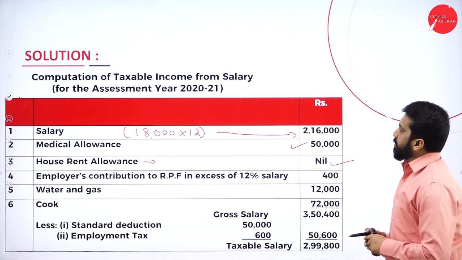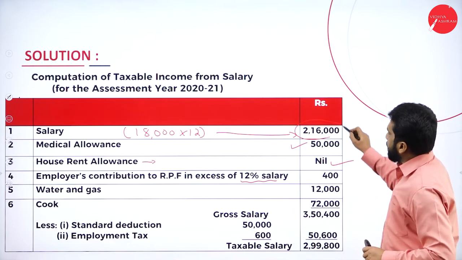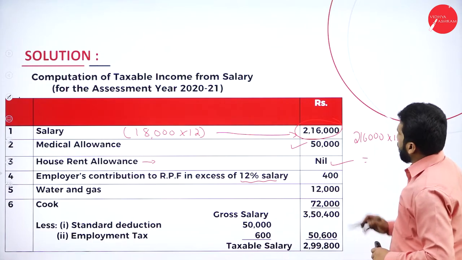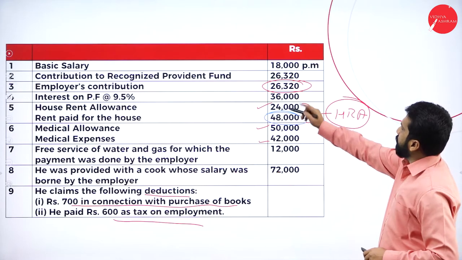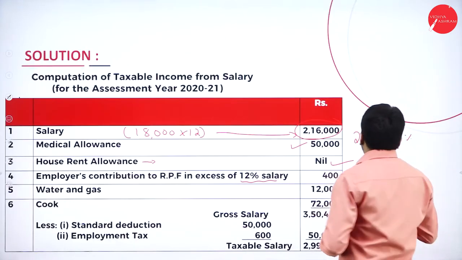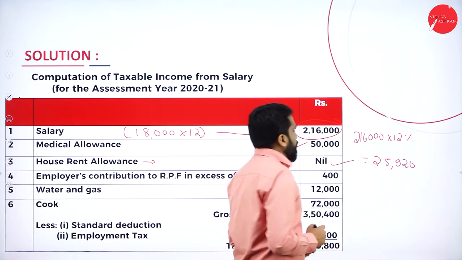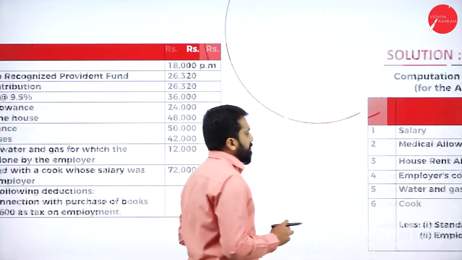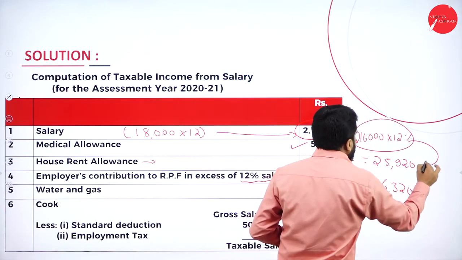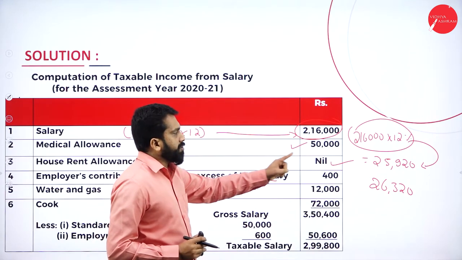Now, employer's contribution to RPF in excess of 12%. How to calculate? Simple. What is your salary? 2,16,000 multiplied by 12%. How much will you get? So, how much did he receive? He received 26,320. Now, if you calculate, it will be 25,920. If you calculate this, you will get 25,920. As per the 12% calculation, how much are you supposed to receive?